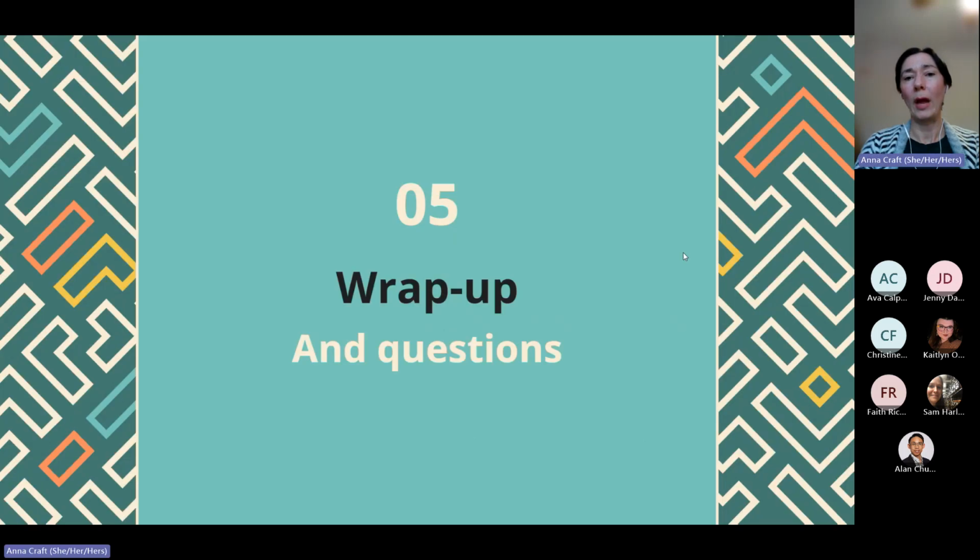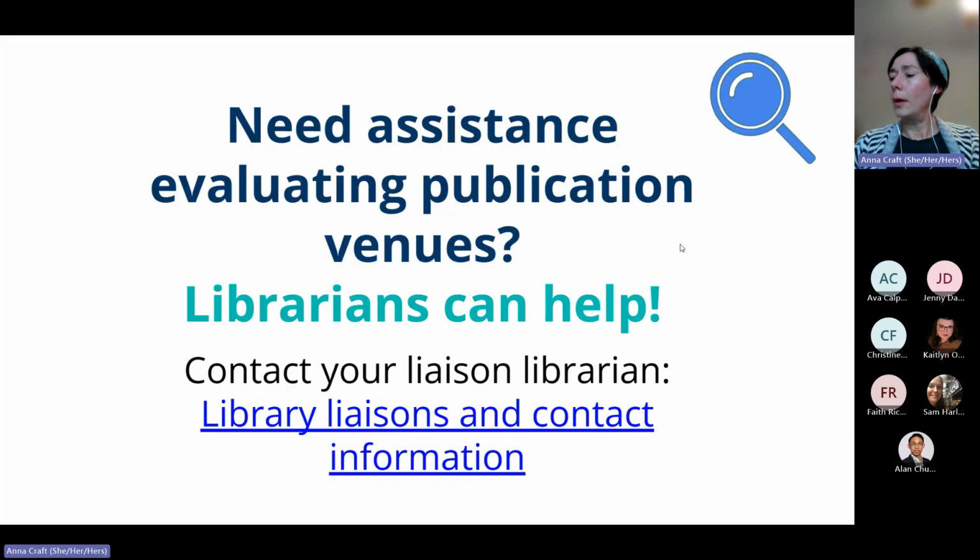Okay, we're going to wrap up here. We do have a few minutes. The thought I want to leave y'all with is that if you need assistance with evaluating publication venues, please contact the library. You can contact your liaison librarian, and if you're not sure who that is, this link will take you to a list. You can also contact me. I help people with this regularly.